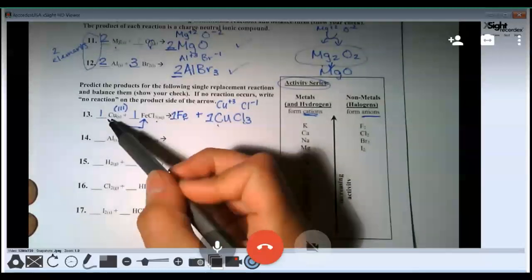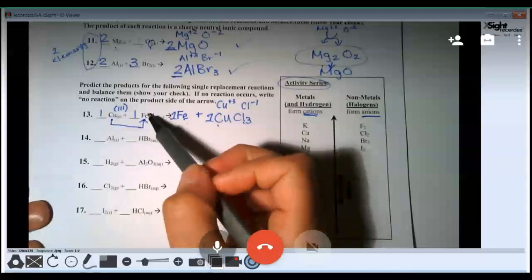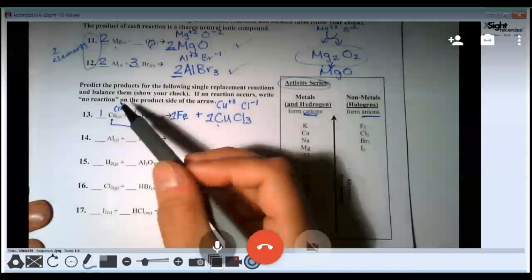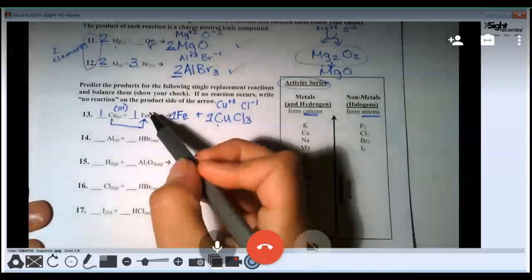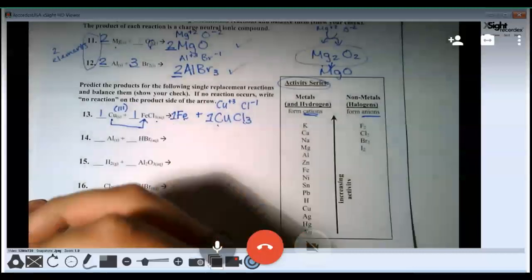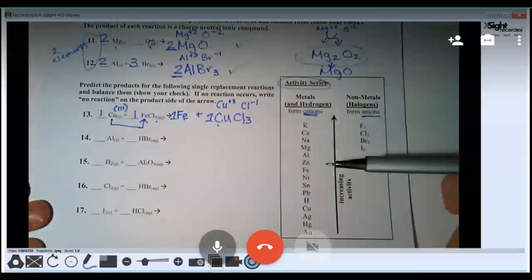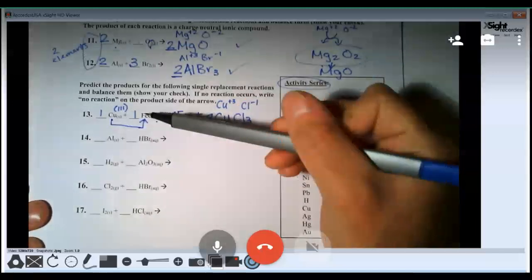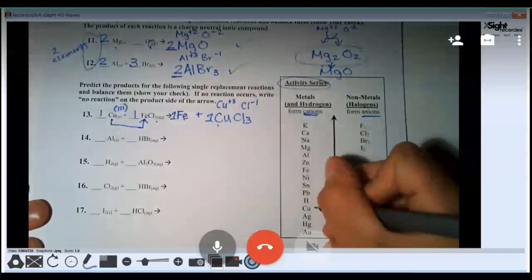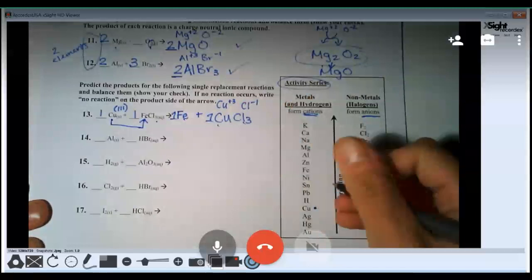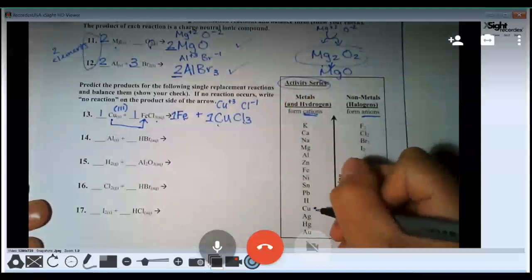If copper's not strong enough or reactive enough to kick out iron, then nothing's going to happen. You can put as much copper as you want with iron(III) chloride and nothing is going to happen. So we have to make sure that copper is more reactive than iron. I see copper down here, and we need copper to be above iron, more reactive.